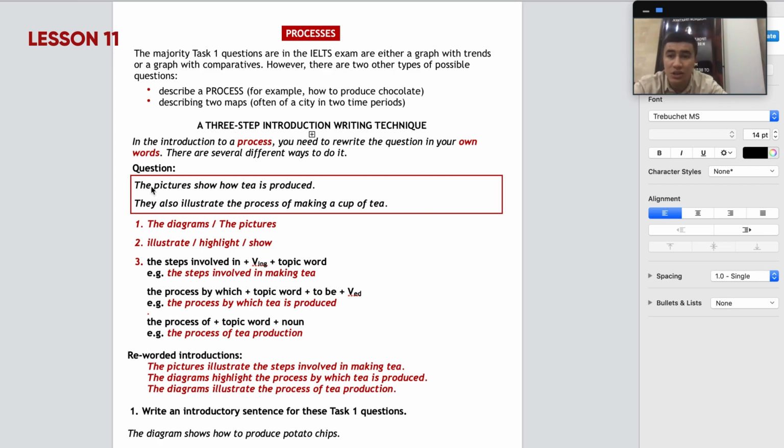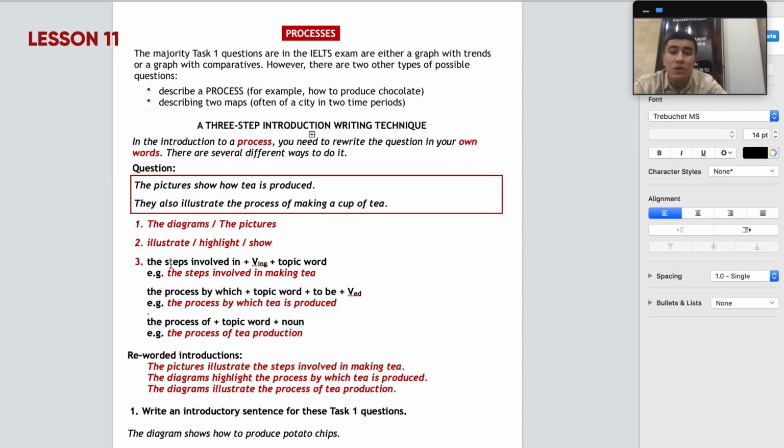Let's consider this question here. The pictures show how tea is produced. This is the title of the graph, and as additional information you are also given, they also illustrate the process of making a cup of tea. So what should we start from? Of course, we will simply paraphrase the first half of this title. Instead of the pictures, you can use the diagrams, or again the pictures, and then instead of show, you can use illustrate, highlight, depict.